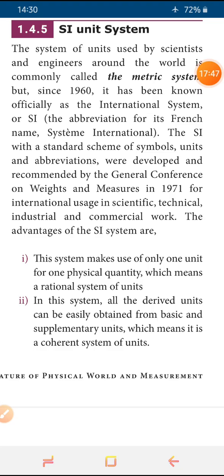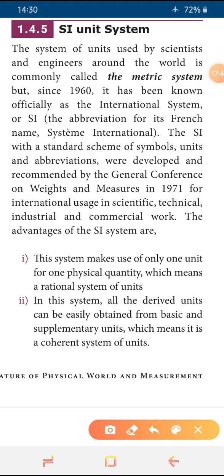And you mark this answer. Here the answer is from the first point. This system makes use of only 1 unit from the 2 systems of units. These 2 points you can write for the question: write the advantages of the SI system. Okay, write that question and mark these 2 points.